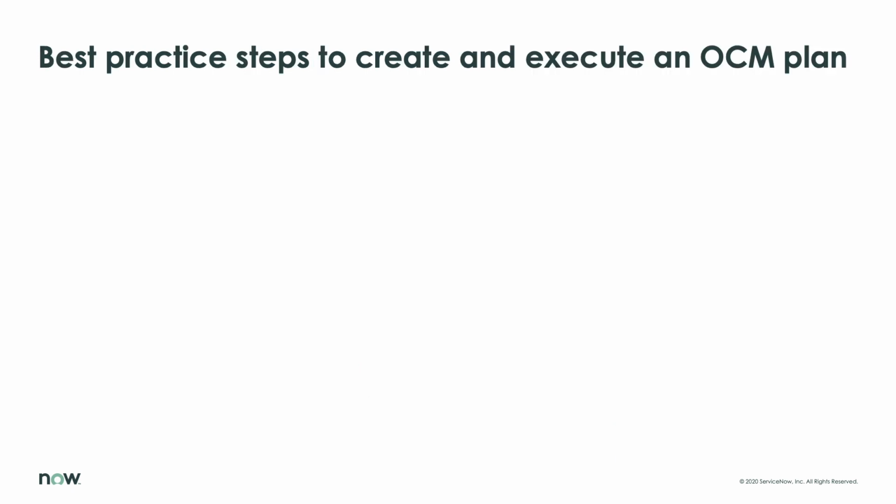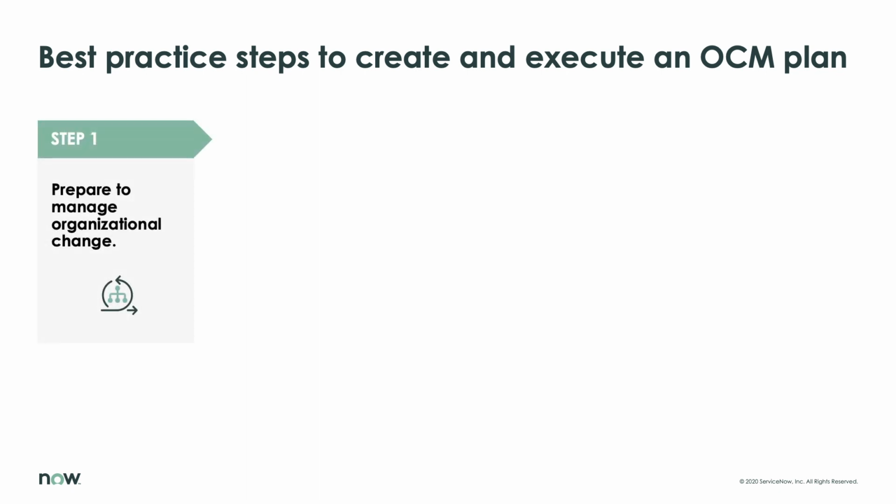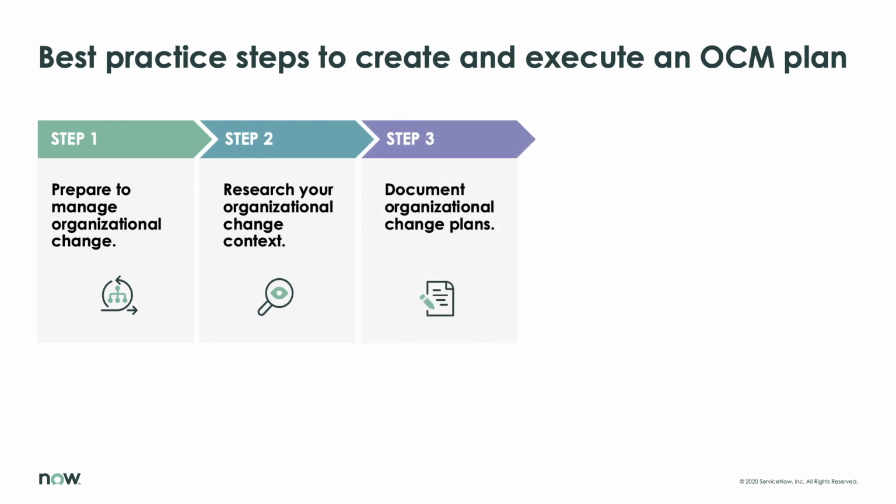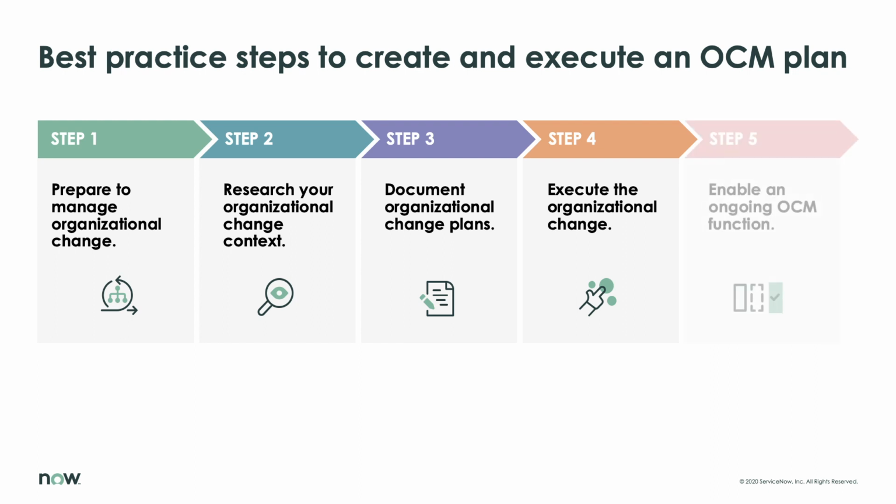There are 5 key steps to create and execute an OCM plan. First, take time to prepare. Next, research the context of your change. With this foundation in place, you can then build out your OCM plan. Then, execute on your plan to make sure your implementation goes well. And finally, continuously improve how you manage organizational change going forward. In this video, we are going to cover the first 3 steps. See our Customer Success Center resources for details on all 5 steps.